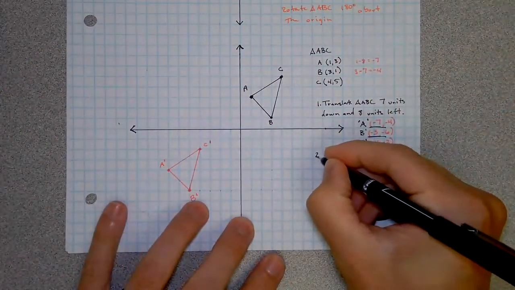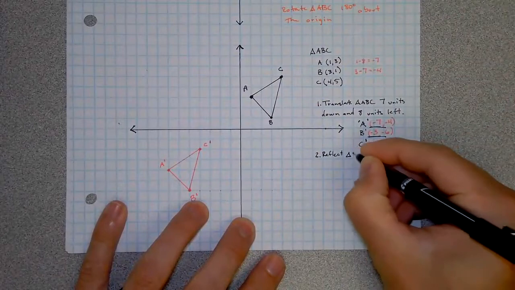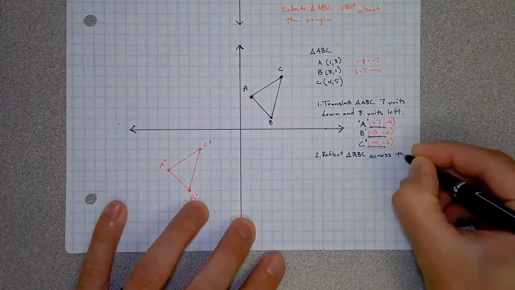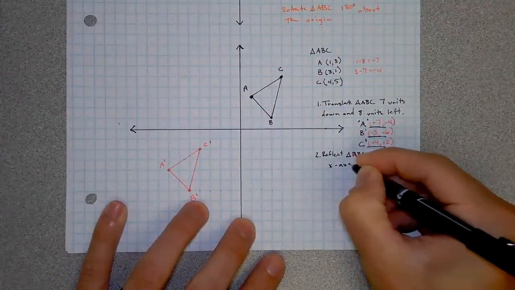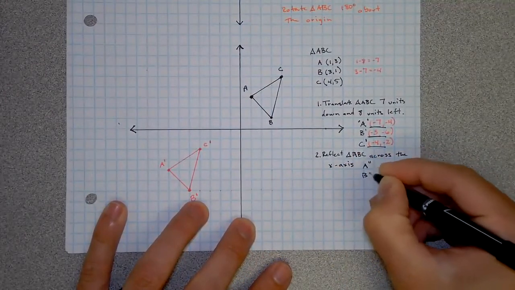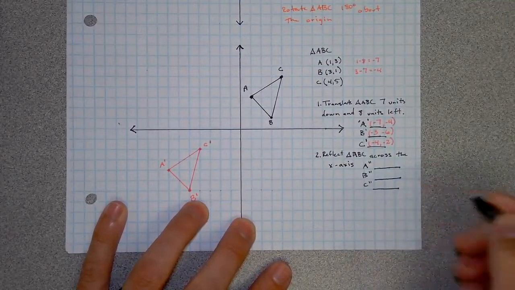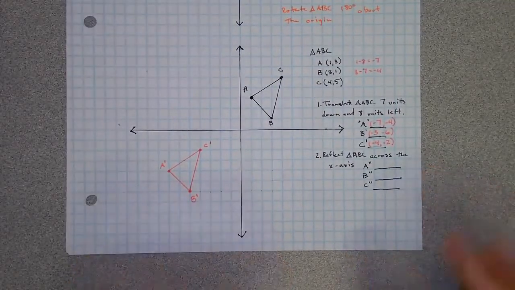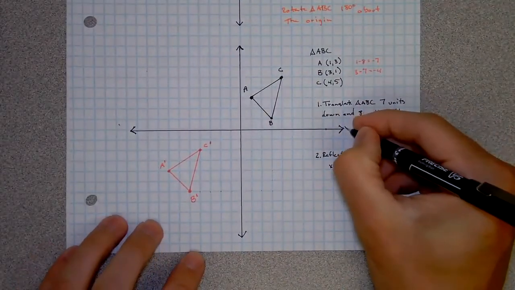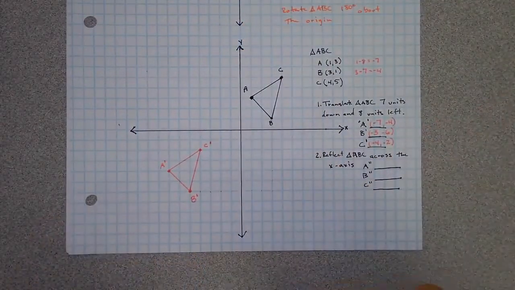Number 2 here, let's reflect triangle ABC across the x-axis. Make triangle A double prime, B double prime, C double prime. Pause the video here. Try it on your own. Again, reflecting across the x-axis, which is across this line. Give that a shot.